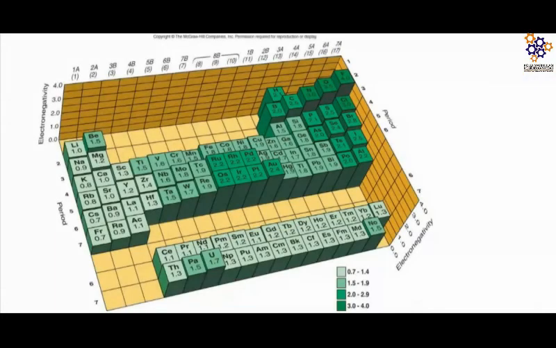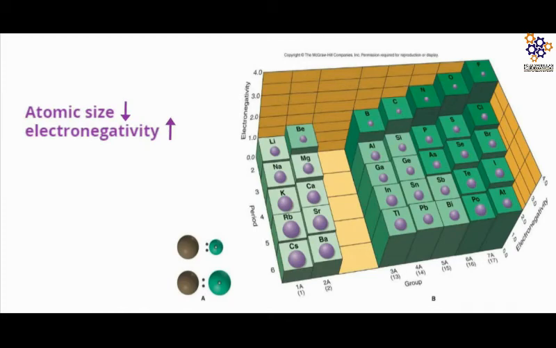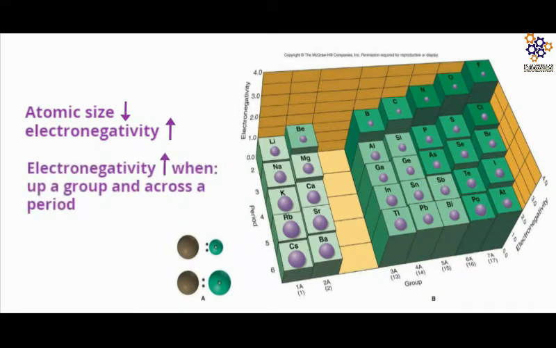The highest electronegativity value is 4.0, assigned to fluorine. Generally, as atomic size decreases, electronegativity increases. So, we can conclude that electronegativity increases up a group and across a period.